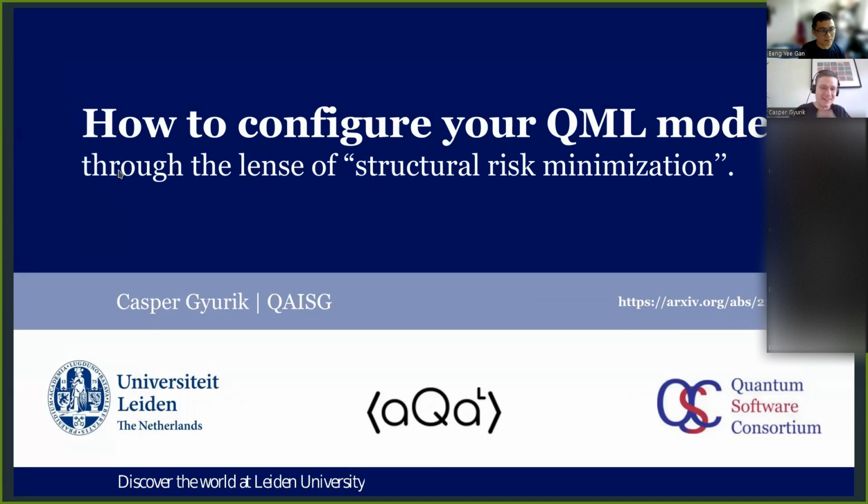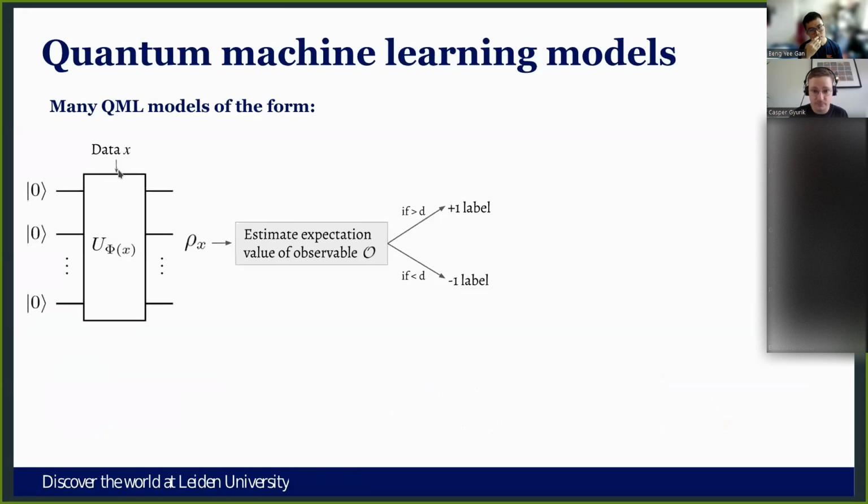Yes. Perfect. Okay. So again, thanks for having me. I'm indeed going to talk about structural risk minimization and what lessons we can learn from this paradigm if we look at our quantum machine learning models through the lens of linear models. Basically, that's what this paper is about. In terms of structural risk minimization, which I'll explain, what can we learn from it in terms of quantum machine learning models if we draw lessons from linear classifiers.